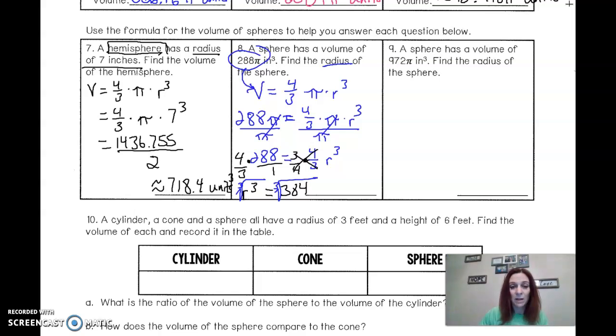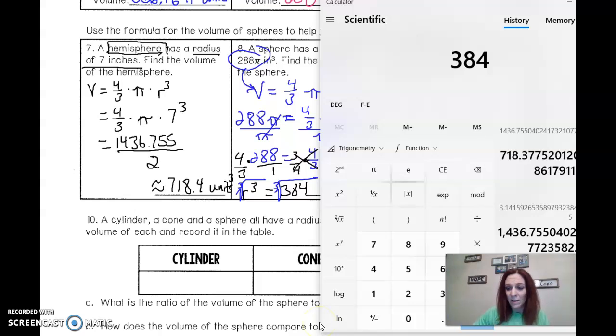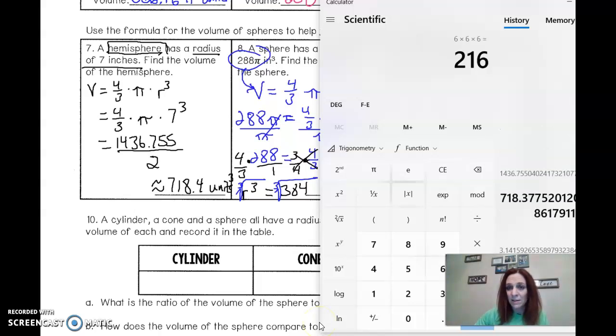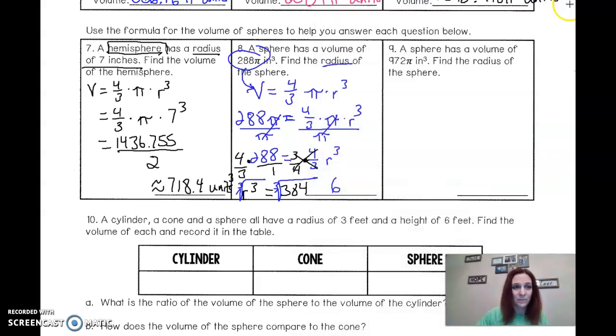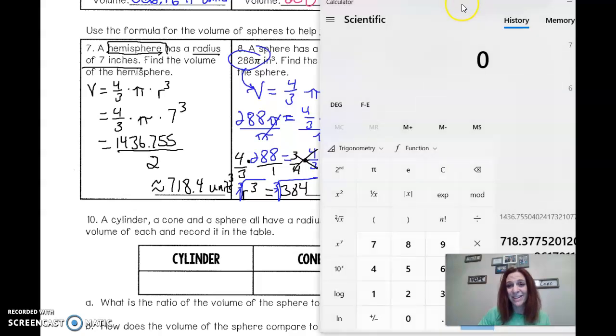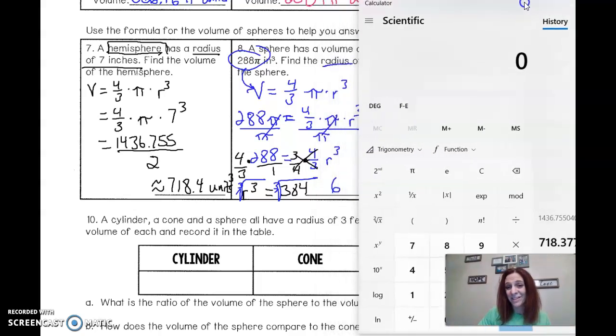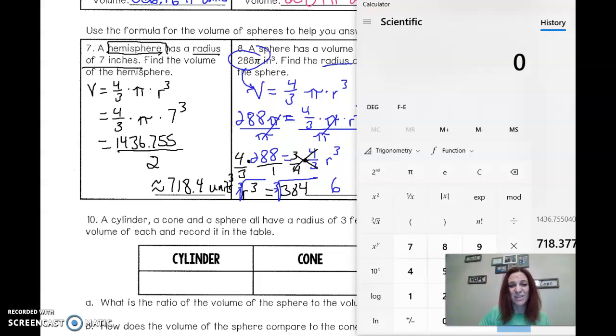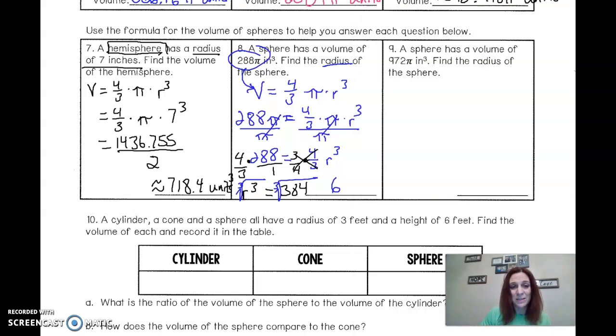When you do that, you get 6 because 6 times 6 times 6 is only 216. Oops. So I totally see my mistake. Did you guys catch it? I wish I could say I did it on purpose. See right here? I multiplied this side by 3/4 and this side by 4/3. Oops. Let's fix that.